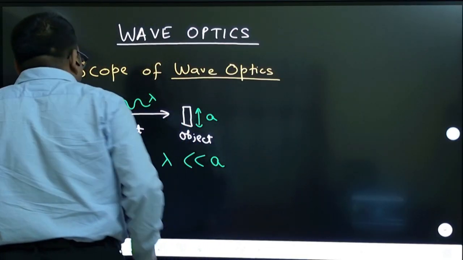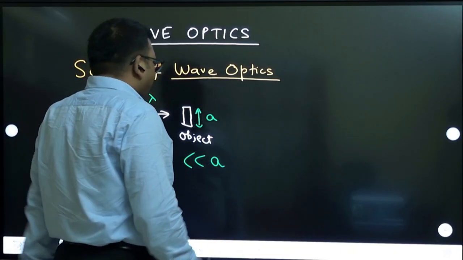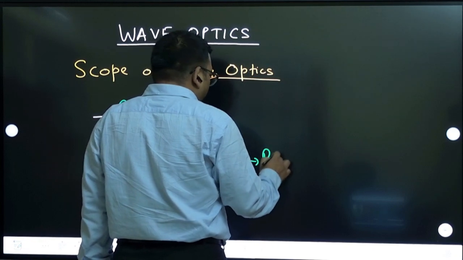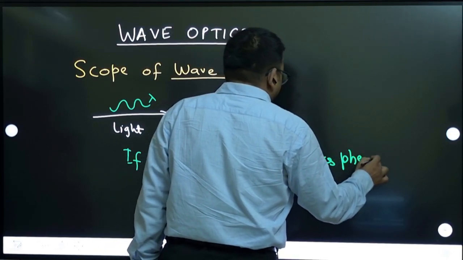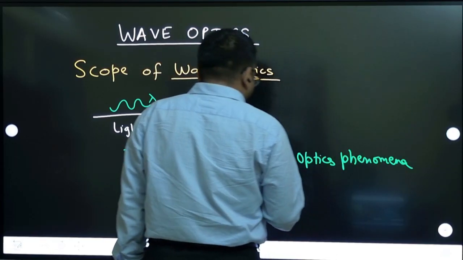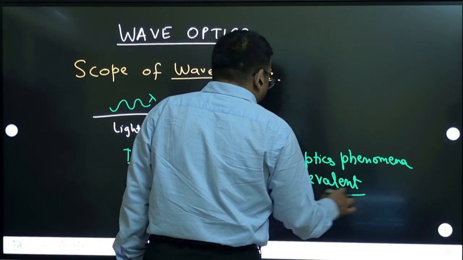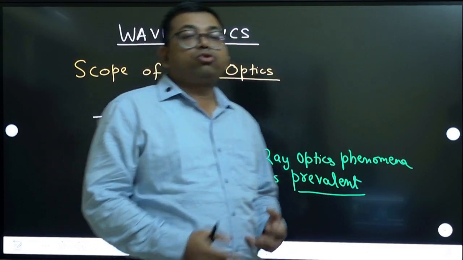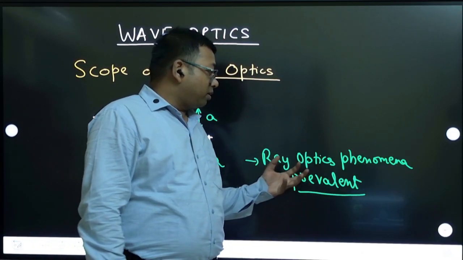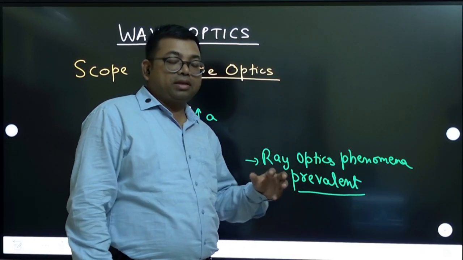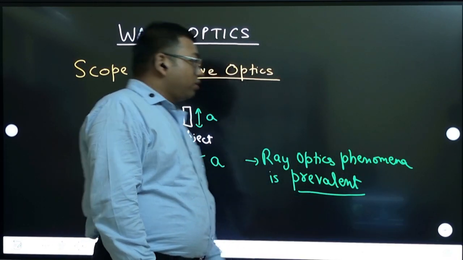So if you consider the wavelength of light to be much smaller as compared to the size of this object, then ray optics phenomena is prevalent. Prevalent means it is more dominant. It doesn't mean we cannot explain the phenomena using the wave concept. We can explain that, but ray optics will be more useful in explaining that process.